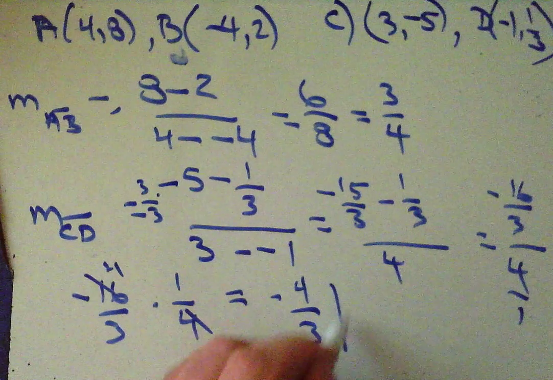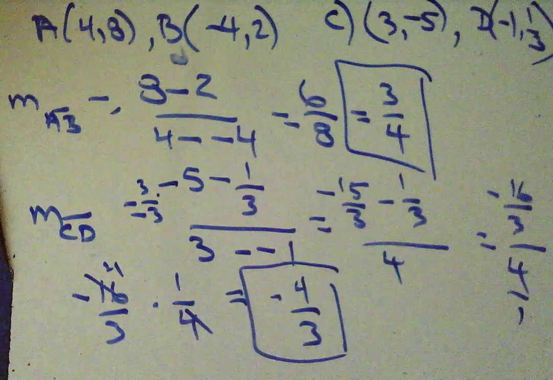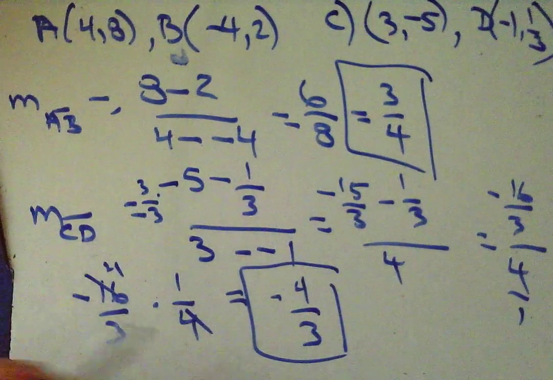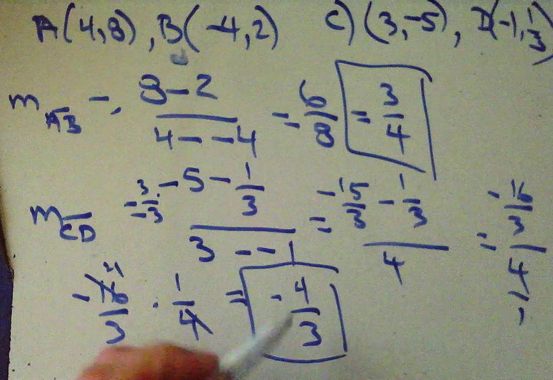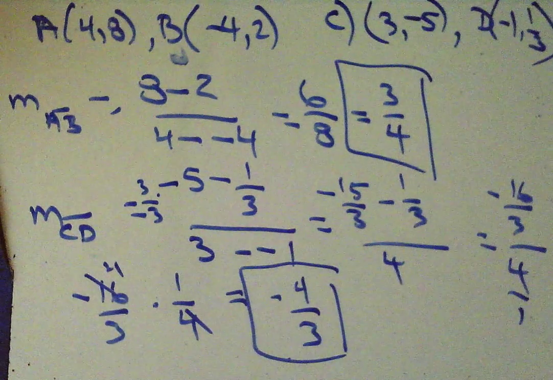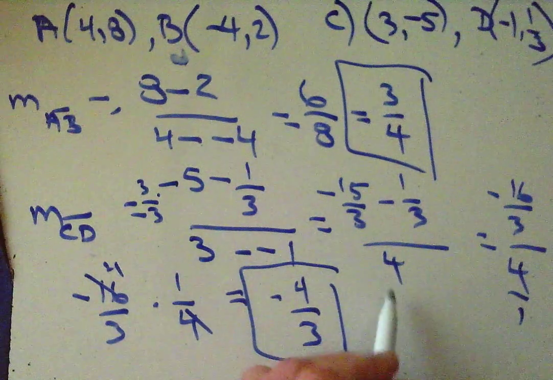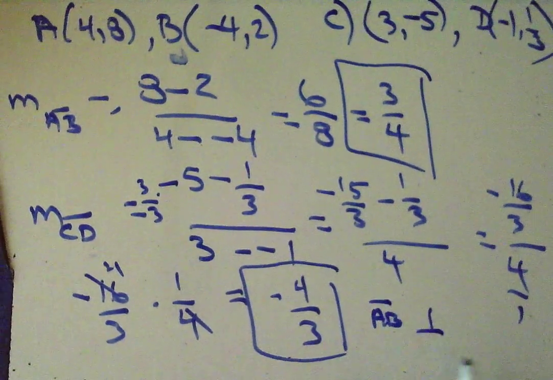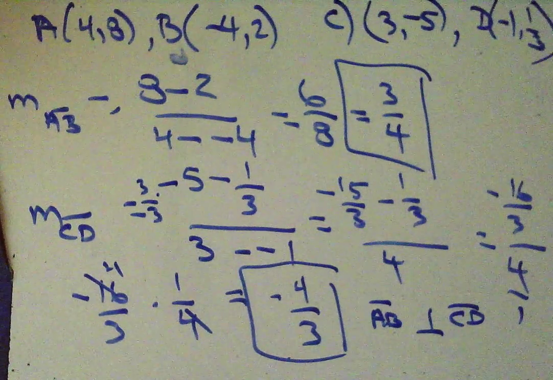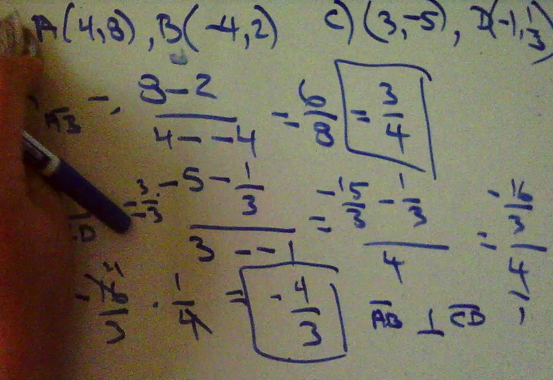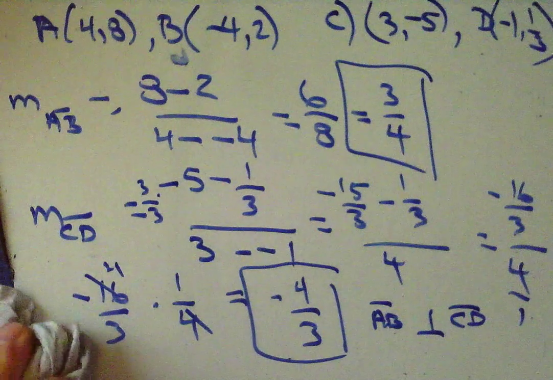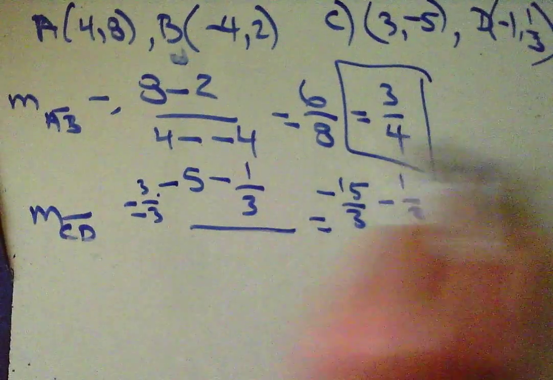And what do you notice? What's the relationship between these two slopes? AB has a slope of negative 3/4, whereas CD has a slope of negative 4 thirds. These are opposite reciprocals. And because they're opposite reciprocals, we know that AB is perpendicular to CD. Okay, so we should be able to look at some ordered pairs and determine if those ordered pairs make lines that are parallel, perpendicular, or neither.